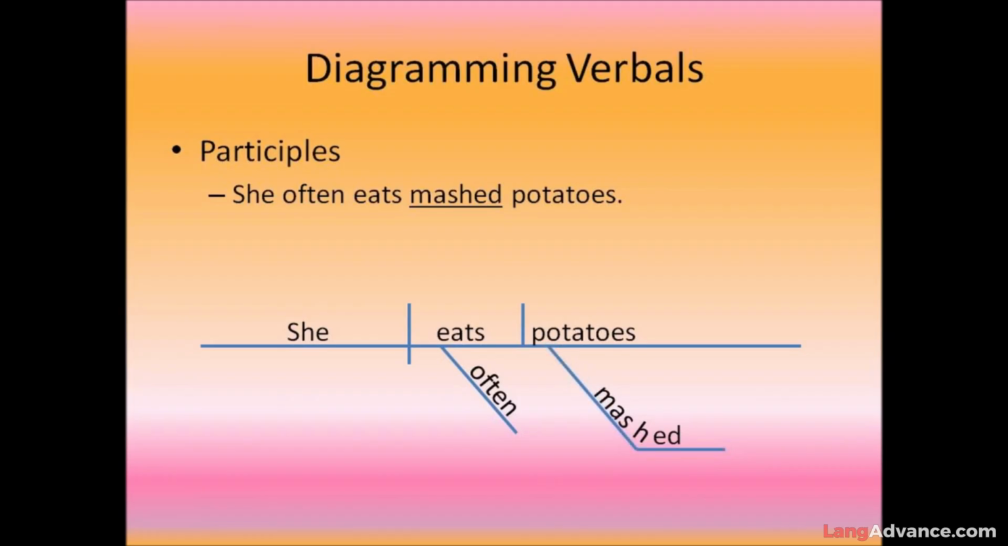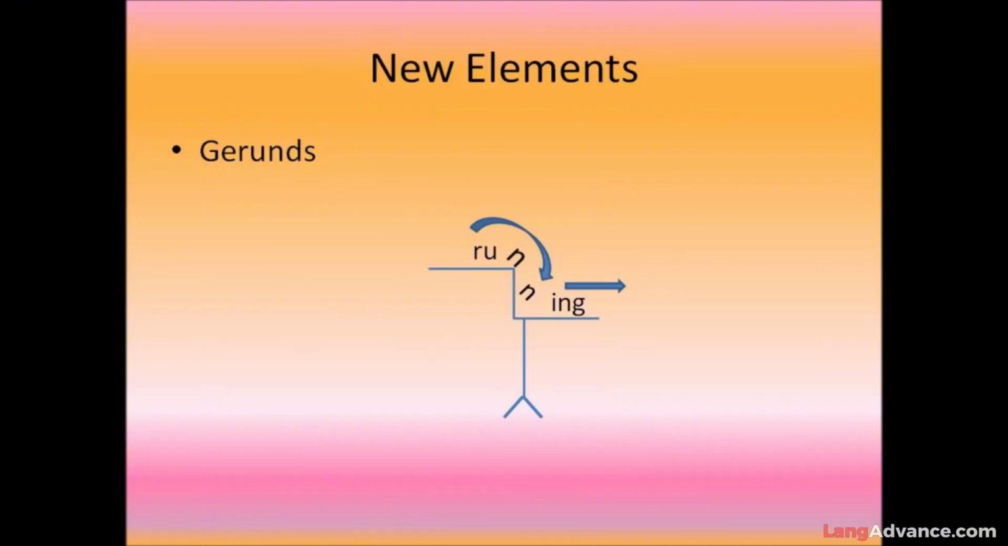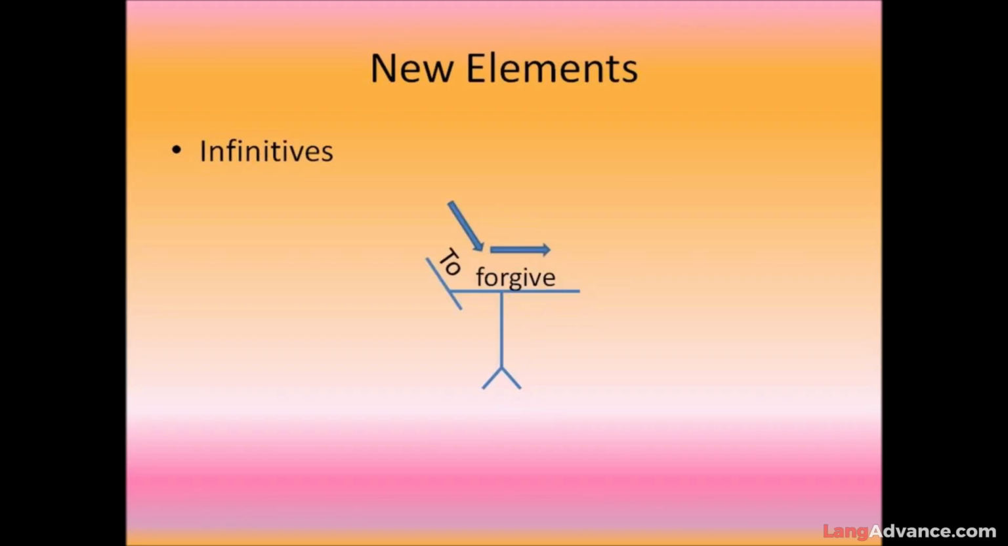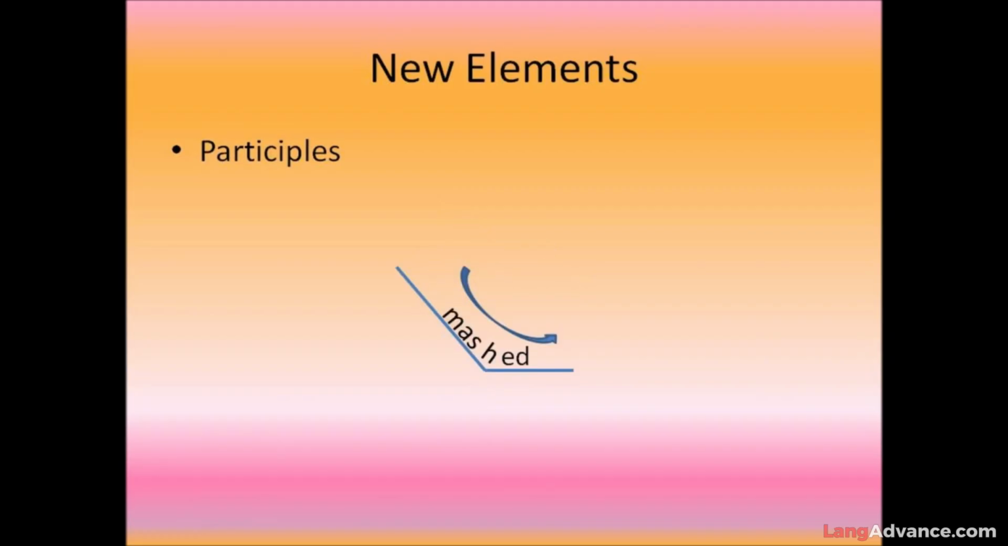Let's review those new elements. For a gerund, it looks like this, with the word running falling over the arch and then across. For infinitives, it looks much like a prepositional phrase element on legs. And for participles, although it makes a nice diagonal elbow, the word itself is curved like a smile.